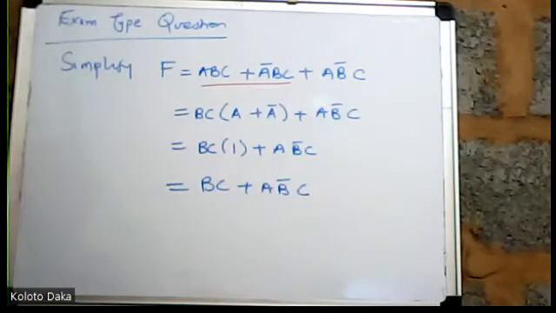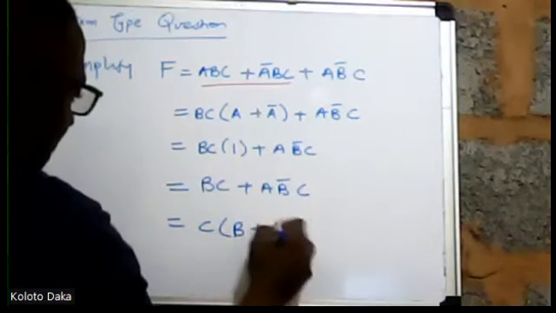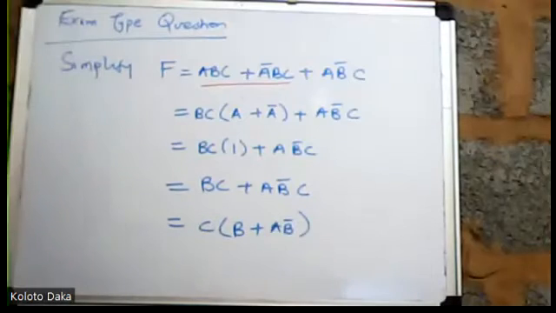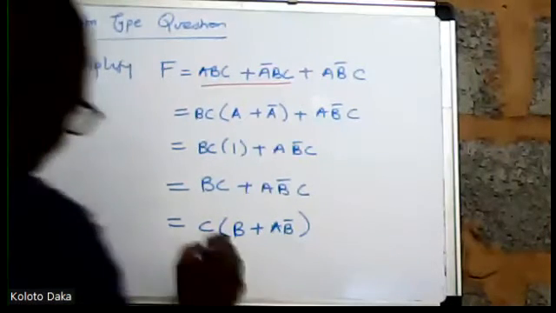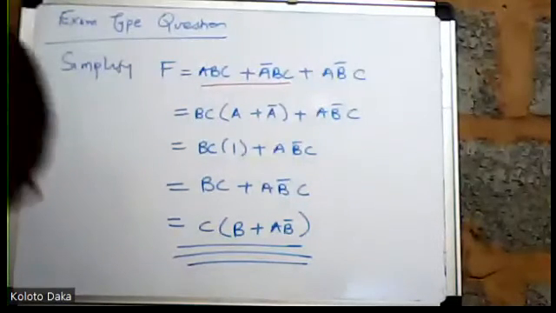What else? What is common here? C. That's all. Okay. Simplify it. Understood? Yes, sir. You can copy. This is how people pass.